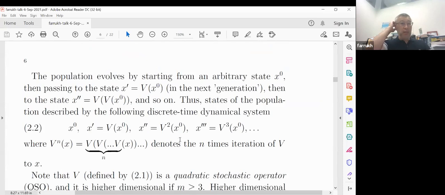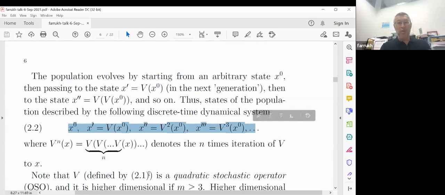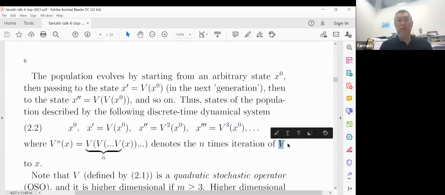So now, what is next? We again apply this V operator to x prime, and then we get x double prime, and so on and so on. We get this kind of sequence, which denotes the iterations of the operator V. These are the iterations that will appear.